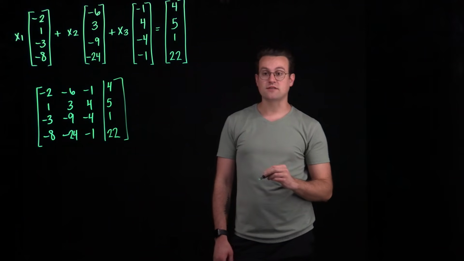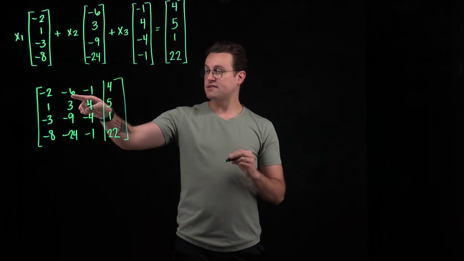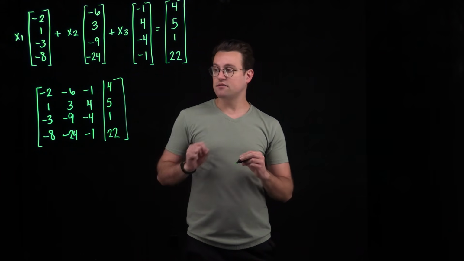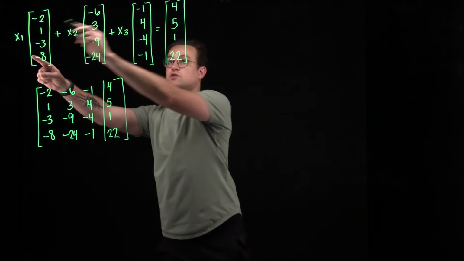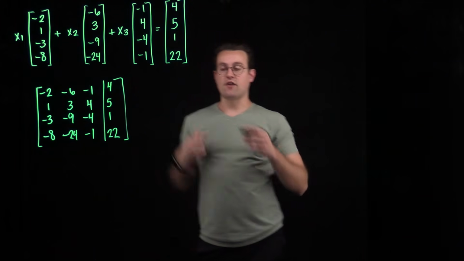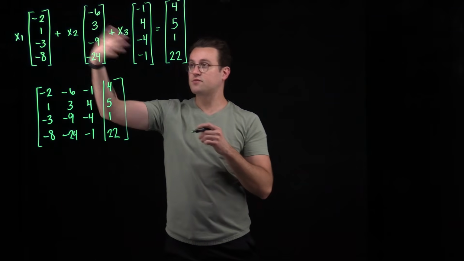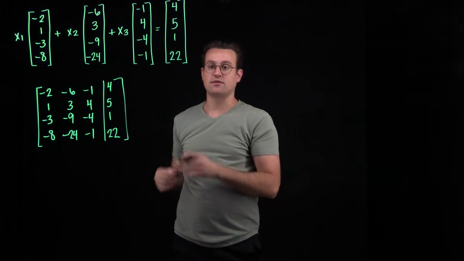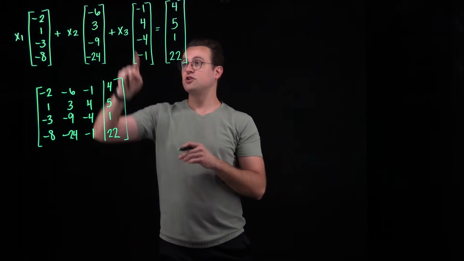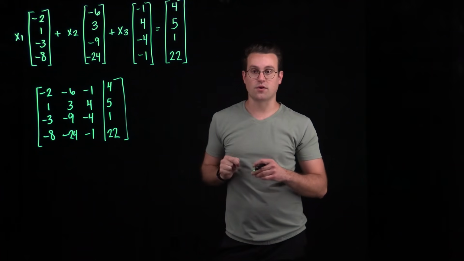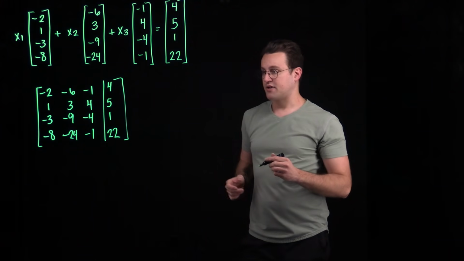Remember, the way that we read this augmented matrix is -2x1 minus 6x2 minus x3 equals 4. And that's exactly what the first row of our vector equation would tell us, right? If we think about expanding or distributing the x1, x2, x3, combining into one vector, we'd get -2x1, -6x2, minus x3 equals 4. So I've transformed this vector equation into an augmented matrix.